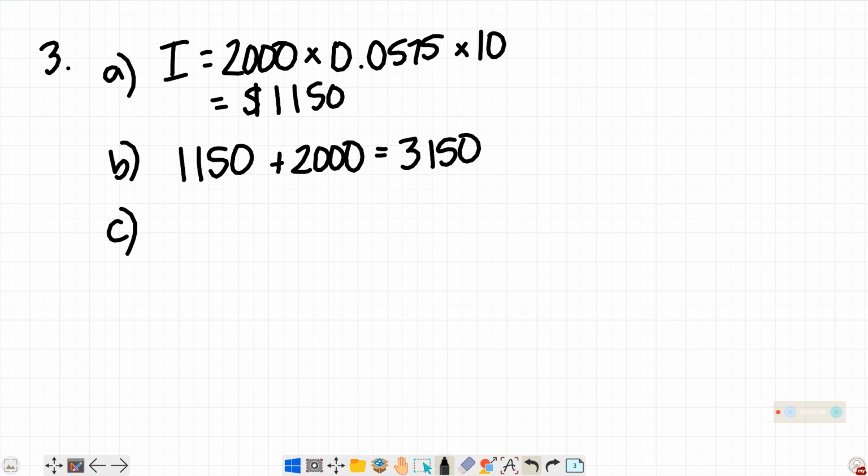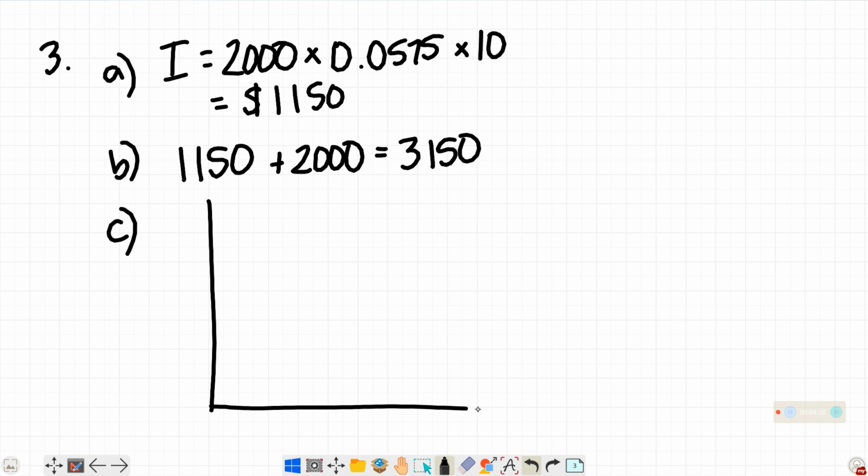Part C asks us to create and label a graph in the coordinate plane to show the relationship between time and the amount of interest earned in 10 years. Not what his savings account is worth, but how much interest he has earned. Then it says, is the relationship proportional? Why or why not? If so, what is the constant of proportionality?